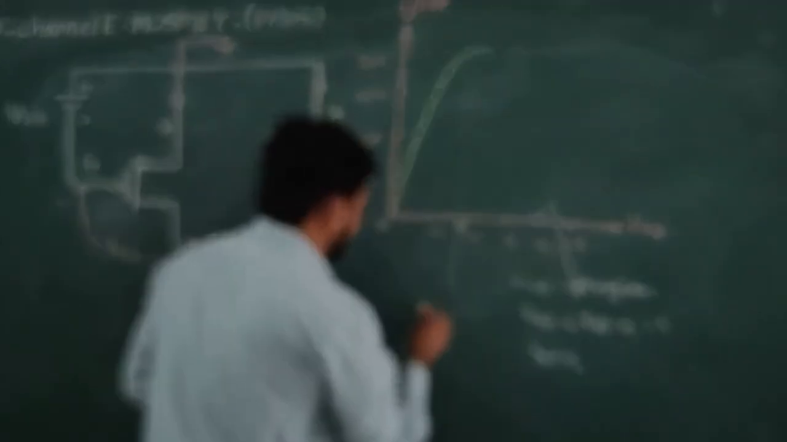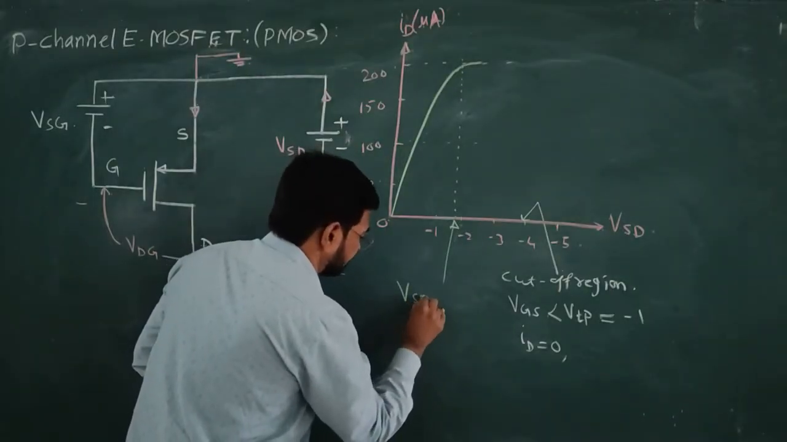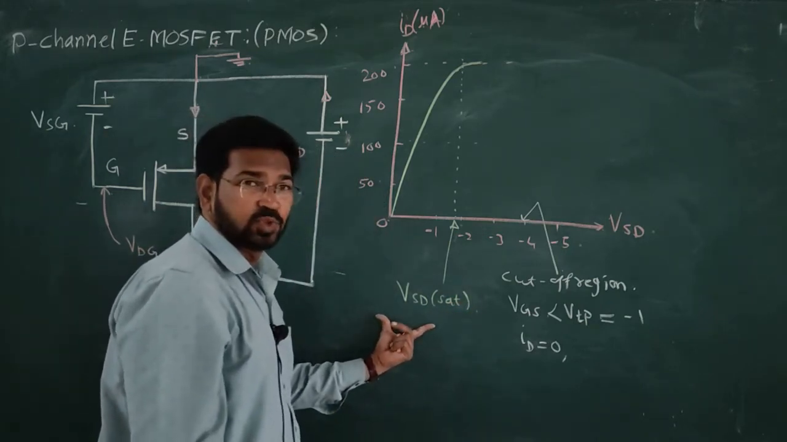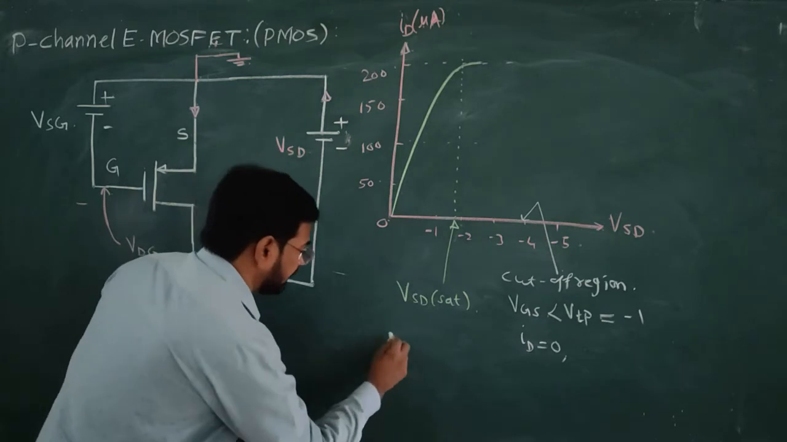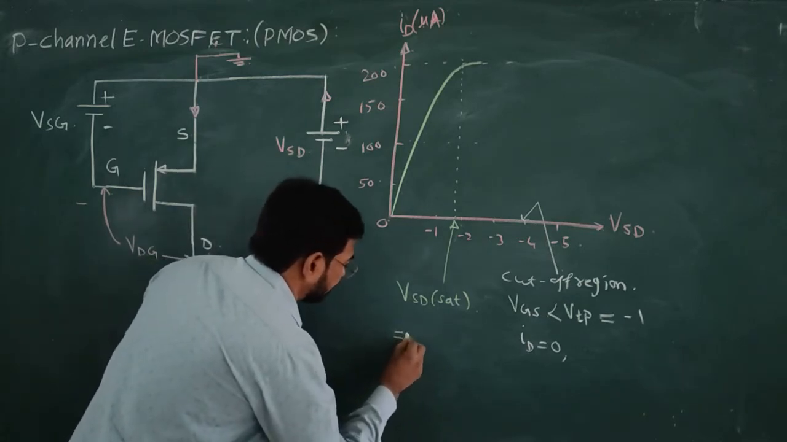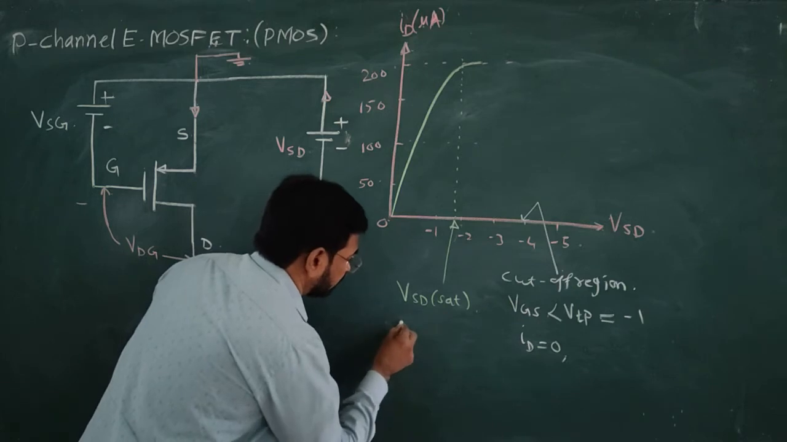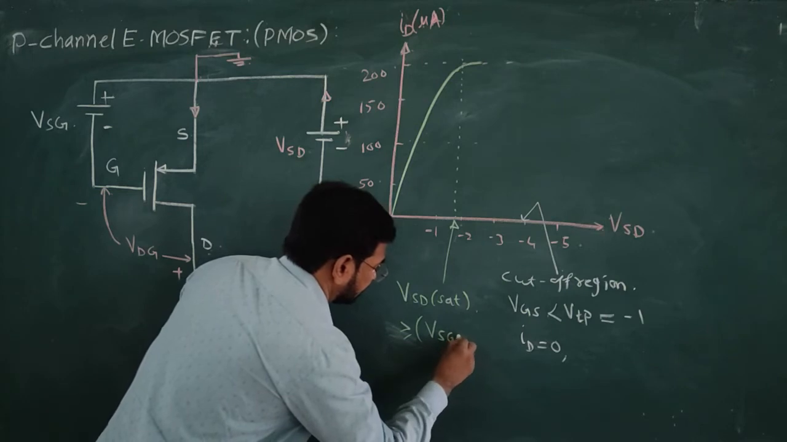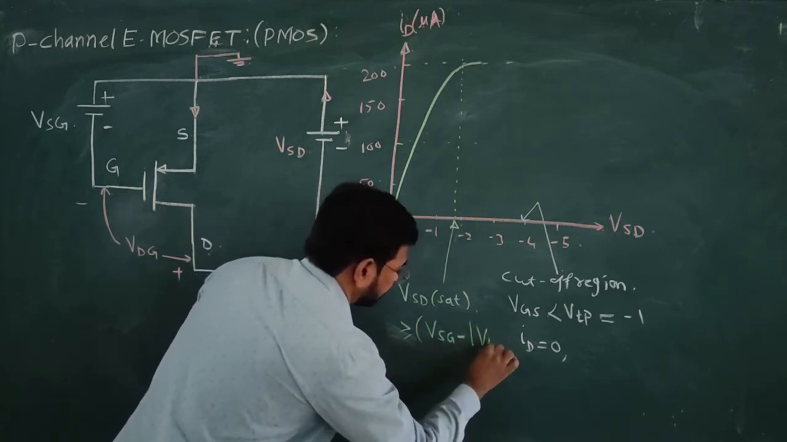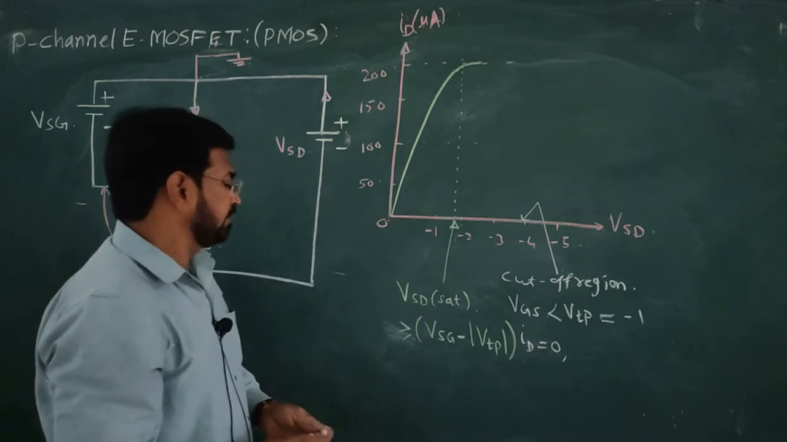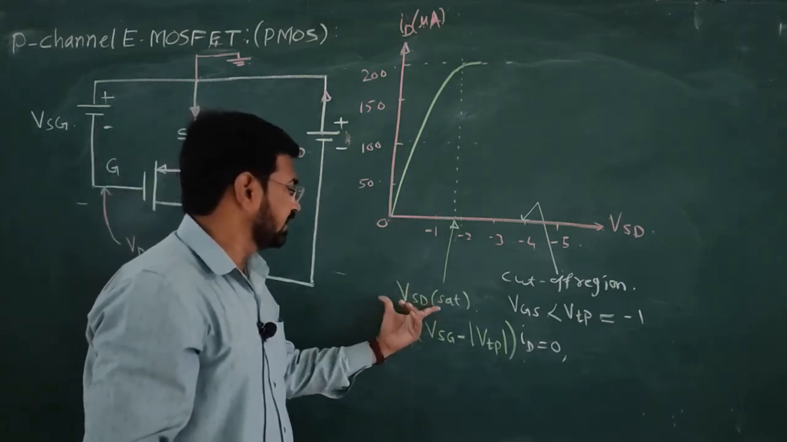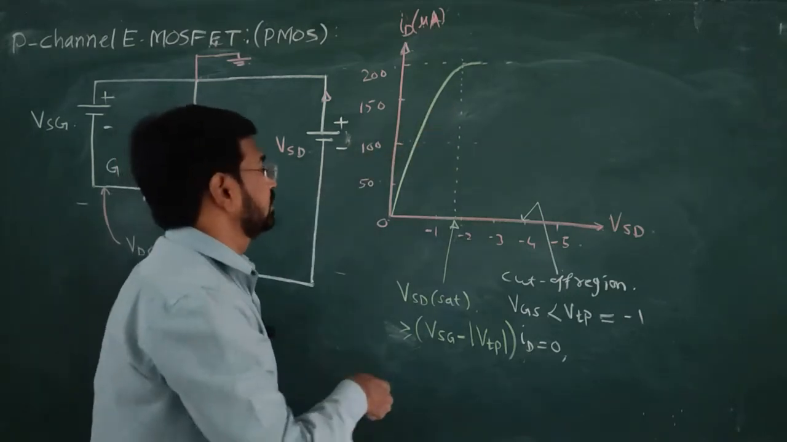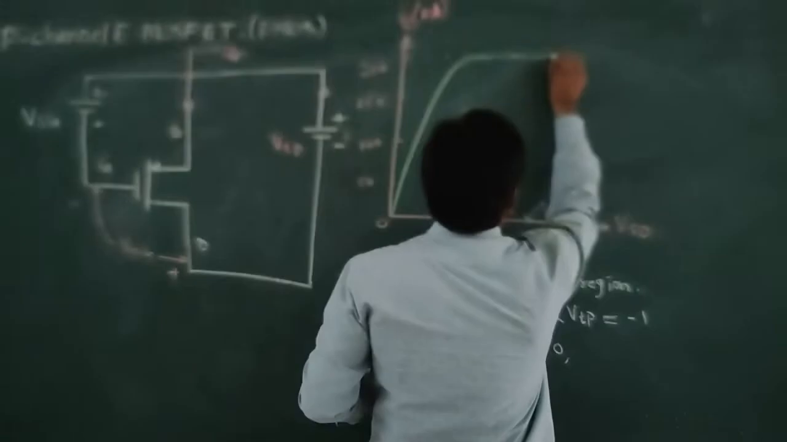So, this voltage is VSD saturation voltage. And what is the amount of voltage that should be maintained at the drain? VSD should be greater than or equal to VSG minus mod of VTP. When we maintain this voltage at the drain, the device is driven into saturation, the channel is pinched off and the current remains constant.